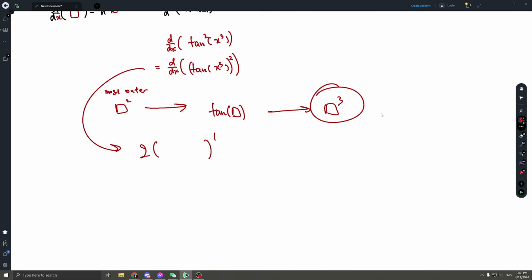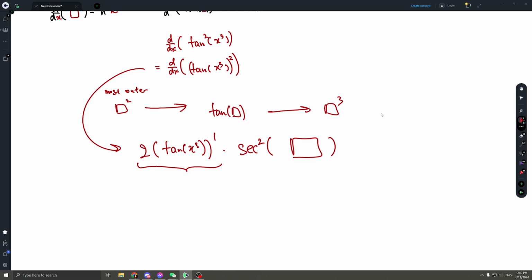And then you're done. So I'm still dealing with the first function, and then it's going to have tan x cubed on the inside, and then the next layer I'm going to have the derivative of tan, right? Which is sec squared of whatever's on the inside, and I'll have to find the derivative of the next thing, which is x cubed. Yeah, 3x squared, and I'm done basically.